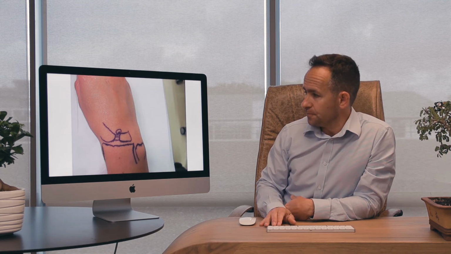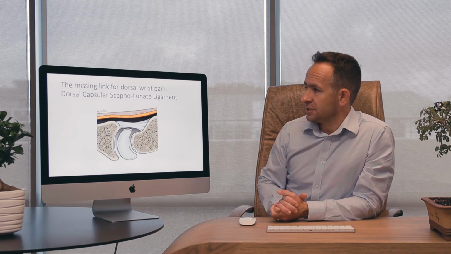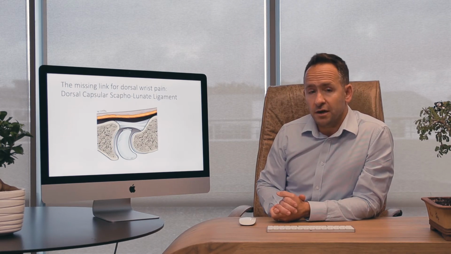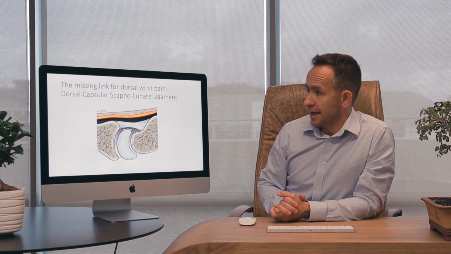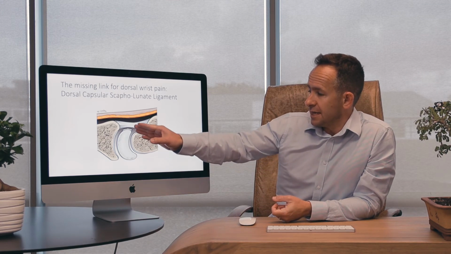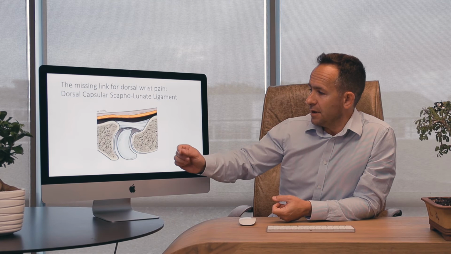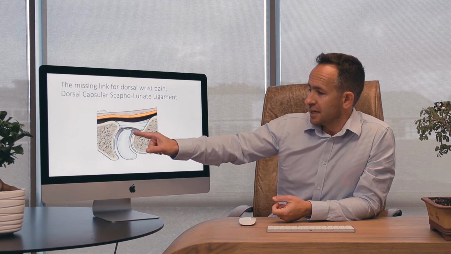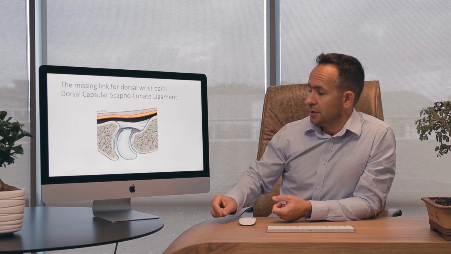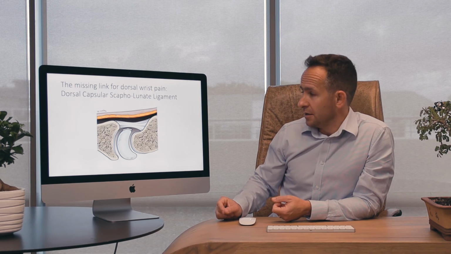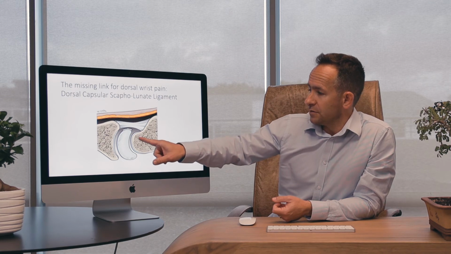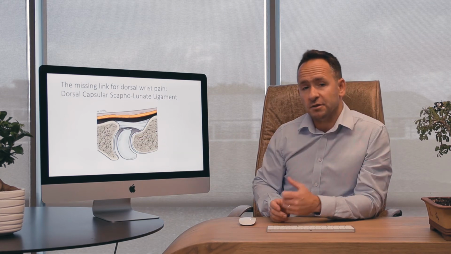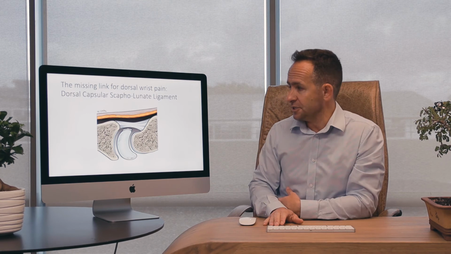We still don't know. There is a new concept that the missing link for dorsal wrist pain might be caused by a newly identified anatomical structure called the dorsal capsular scapholunate ligament. Now this little ligament or tether, or almost just a very thin membrane between the dorsal part of the scapholunate ligament and the capsule, might be the reason why you've got wrist pain. When this ligament tears or is insufficient, you're going to have more movement of your lunate and might cause impingement in the loaded wrist extension.